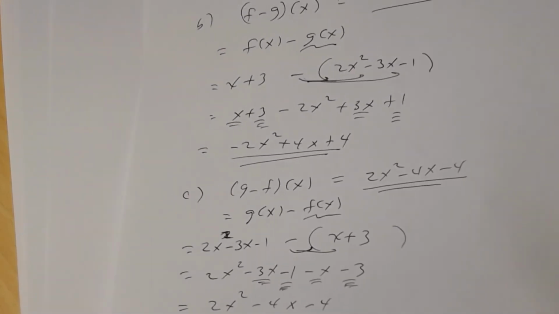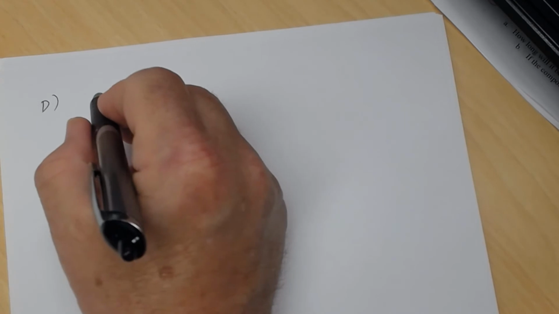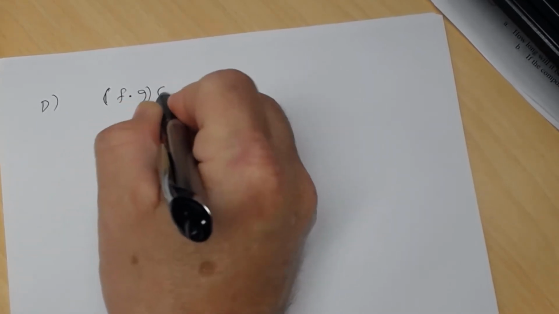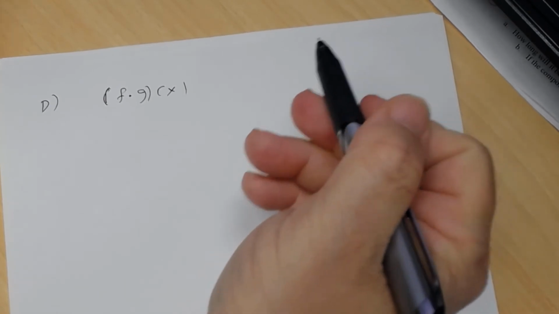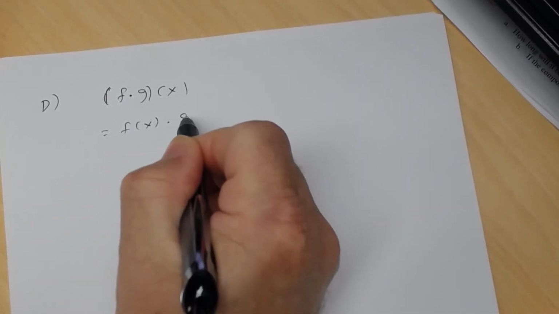All right. So they're opposite of each other. All right, D. Let's suppose in D you had this. Now be careful in D. So in D you had, let's say, f times g at x. So f times g at x. Now by definition, that's going to be f of x times g of x.